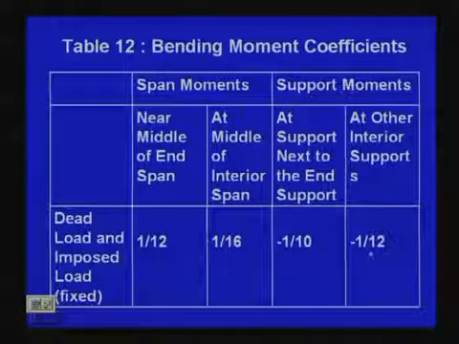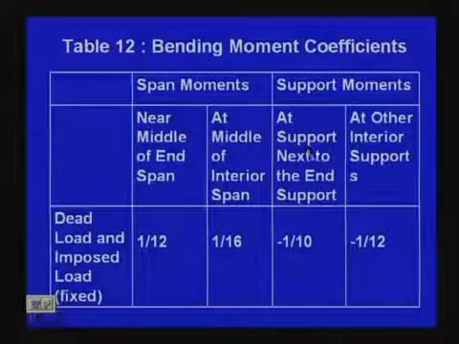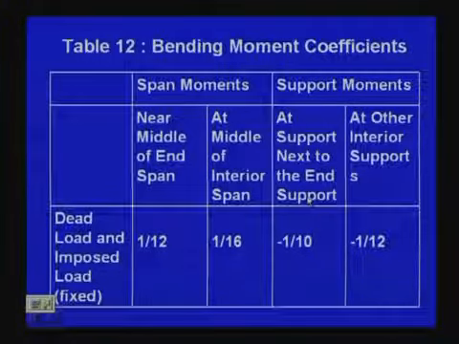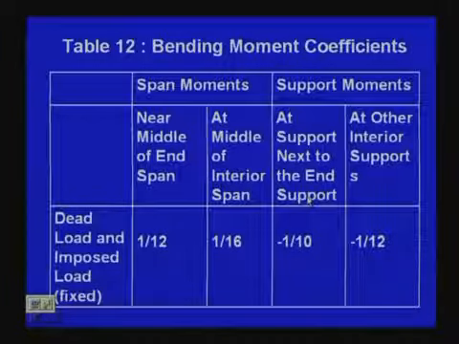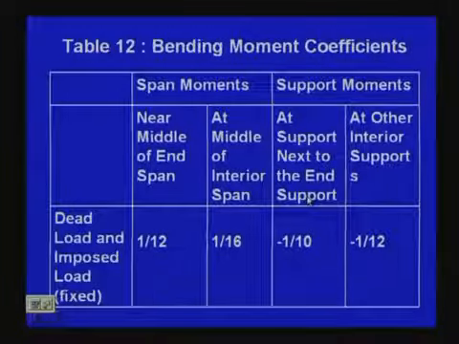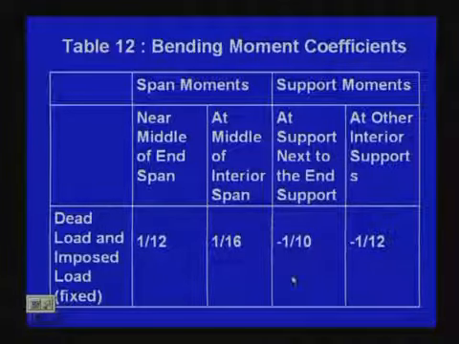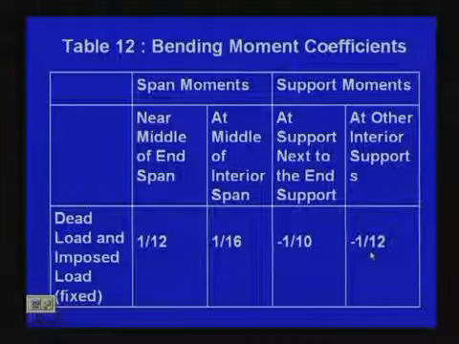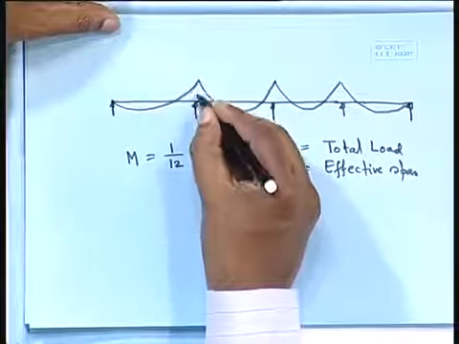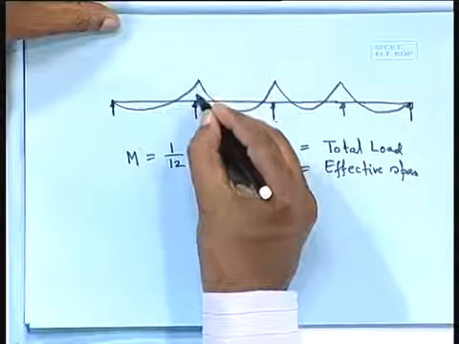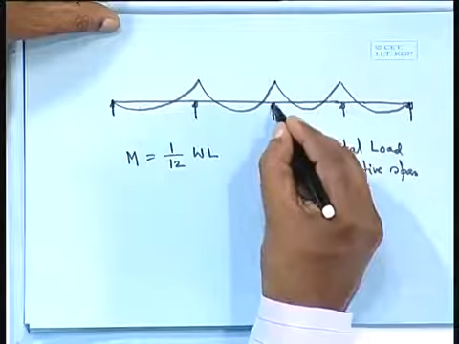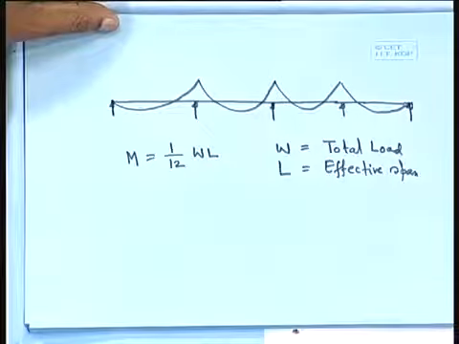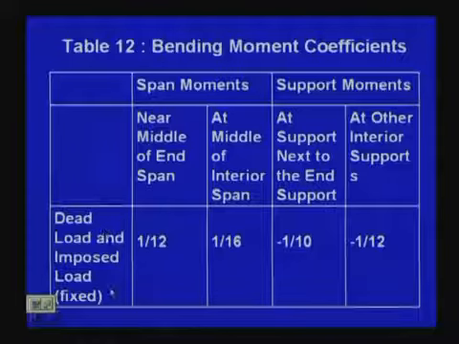Now, what about the supports? At the end support there is no moment. So at the support next to the end support, it will be minus 1/10, and at other interior supports we shall get minus 1/12. So here we have the support next to the end support, and this is the interior support in this particular problem. This is the case where we are considering dead load and imposed load fixed.